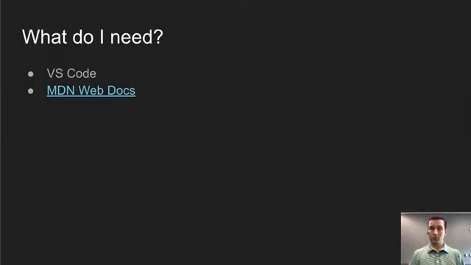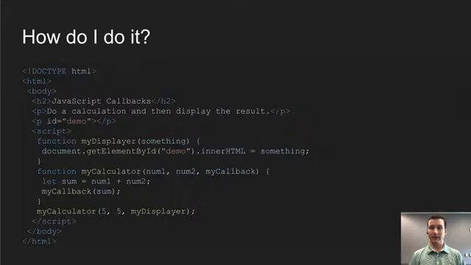So, what do I need? VS Code, Mozilla Developer documentation. How do I do it? Take the example shown and modify it to take additional parameters. Here we have a callback being passed in. This callback function is myCallback.